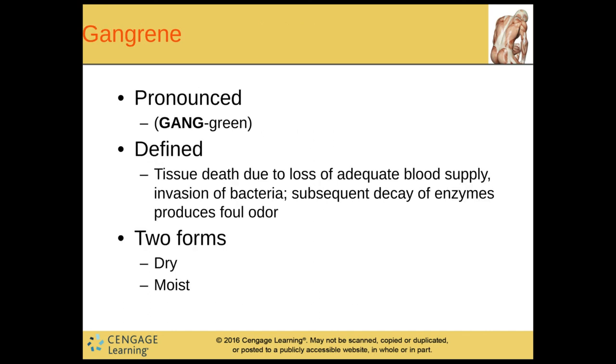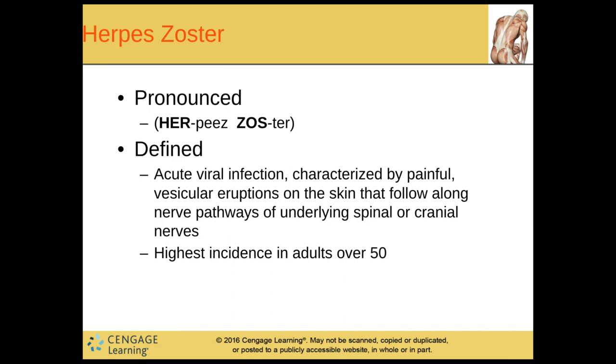Then we have gangrene. So this is when there's tissue death due to the loss of adequate blood supply. It can be caused by the invasion of bacteria. So then what ends up happening is there's a decay of enzymes that start to produce a foul odor. So it's kind of stinky. There's two forms of gangrene, dry gangrene and moist gangrene. I hate that word.